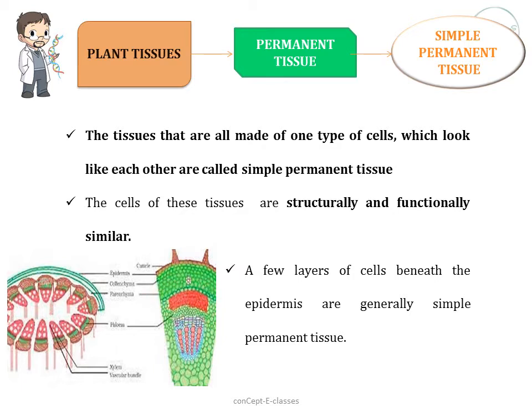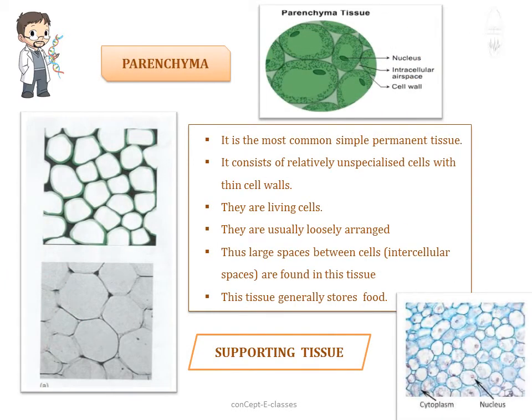So let's discuss some of the simple permanent tissues. The first simple permanent tissue that we're going to study is parenchyma. It is also a supporting tissue, that is, it supports the plant. Now parenchyma is the most common simple permanent tissue. See, this is the parenchyma. Okay, it consists of relatively unspecialized cells with very thin cell walls. See, this is a high resolution image of parenchyma. So this parenchyma consists of cells with very thin cell walls.